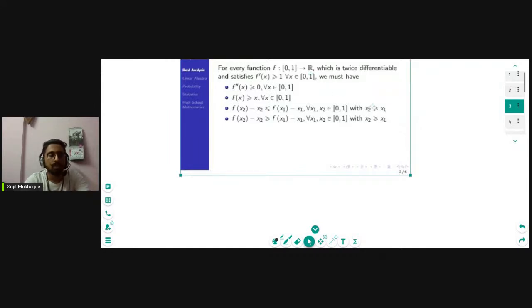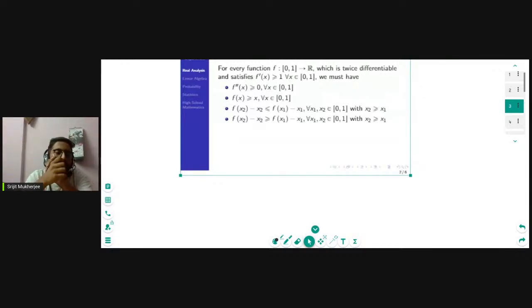The question asks: suppose for every function from the closed interval 0 comma 1 to R, which is twice differentiable, we have f dash x greater than or equal to 1 for all x between 0 and 1. Which of the options are true? We can easily find the solution, but we will not stop there. We'll find counterexamples so that we can totally understand the problem in its full entirety.